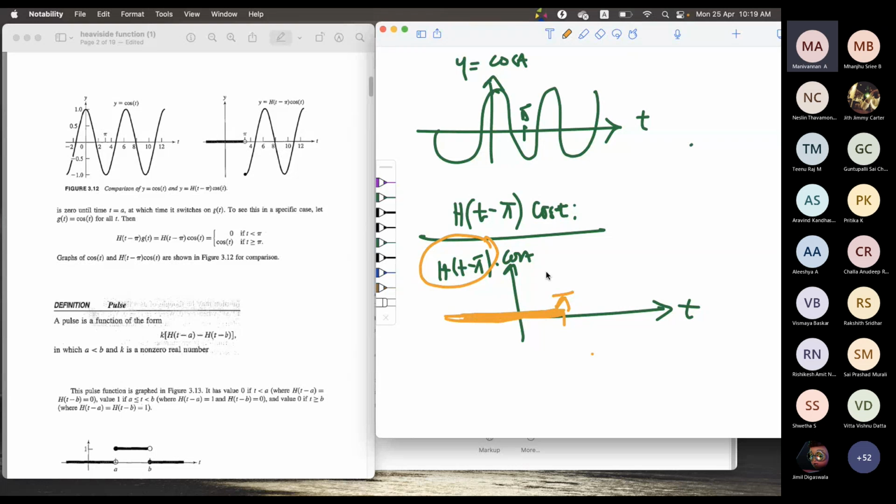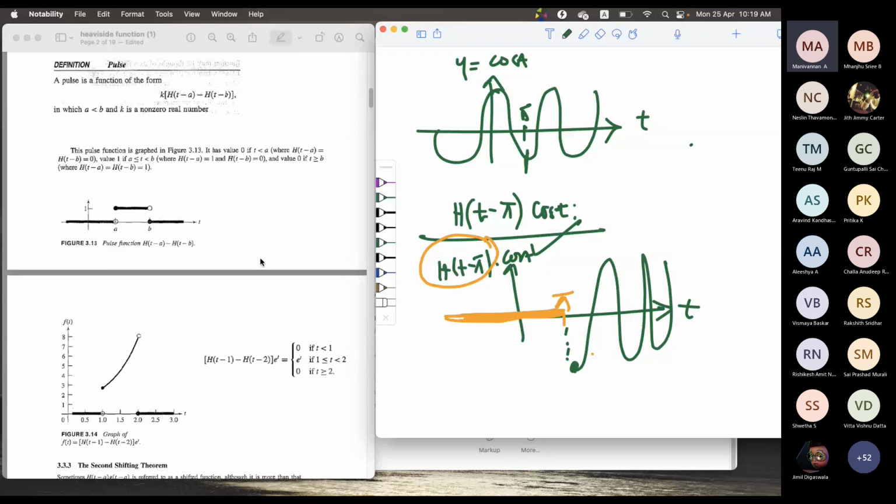Yes, sir. Then pi onwards, it is going to start from the nature of the graph itself. So it is going to start in this way. It is not going to start about this point, but from this point onwards. So from pi, the actual function's graph will start, as we have here. Is it clear?